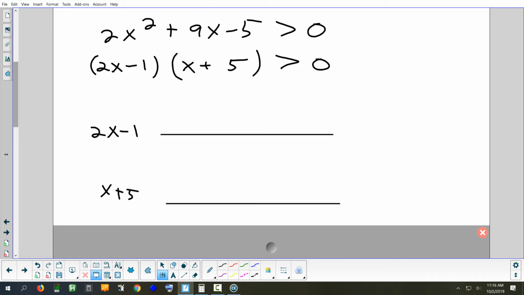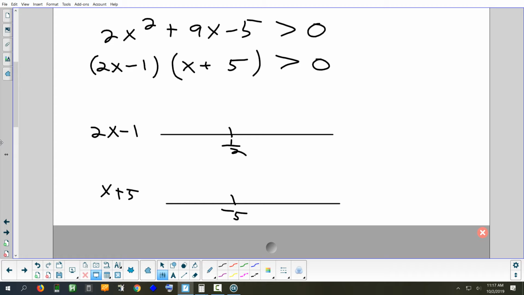How about Jacob? Can you tell me what the root would be for this? 0.5, yeah, or 1/2. Yep. And how about the root for x plus 5? Emily? x equals negative 5. Yep. Now these number lines are not to scale. They're two separate number lines.